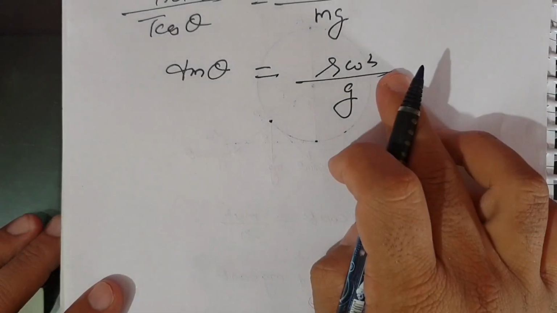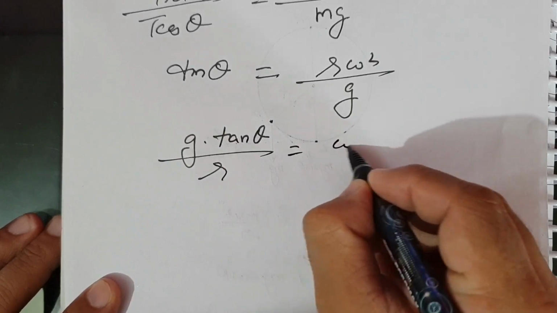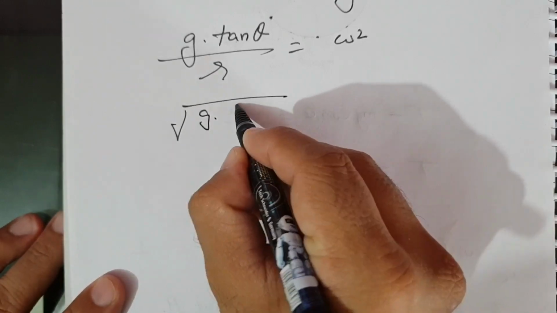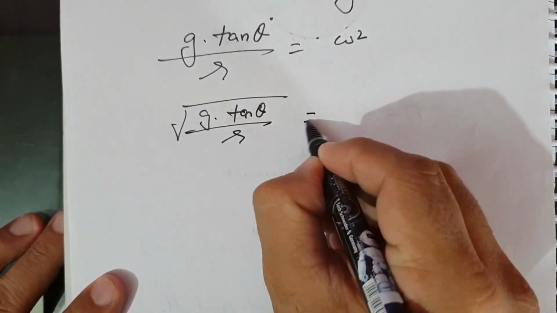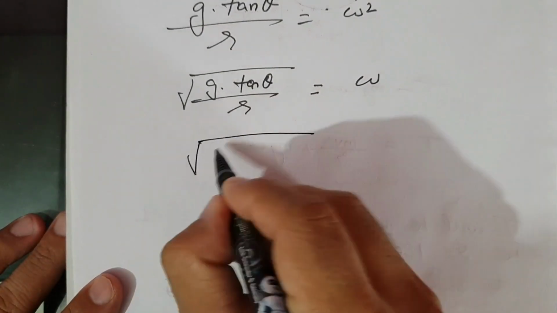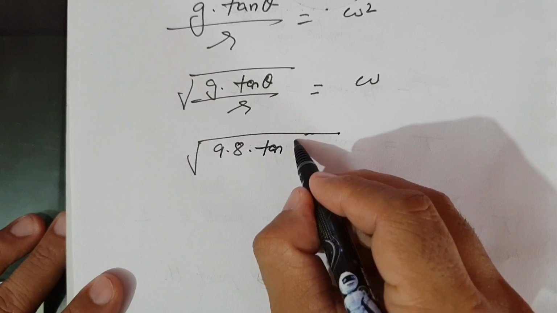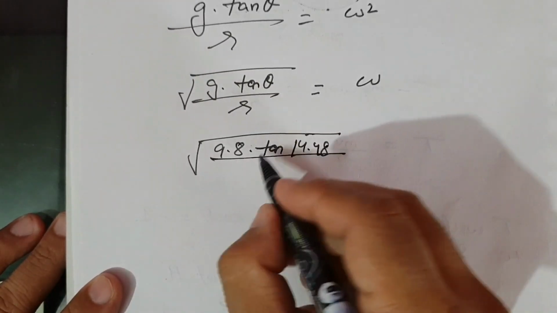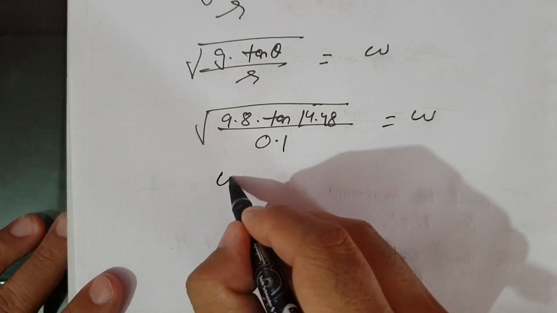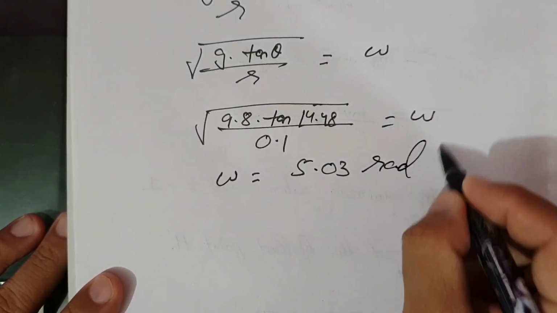Now we have to find omega. So g tan theta by r equals omega square. Now under root of g tan theta by r equals omega. Substituting the values, this will be under root of 9.8 times tan 14.48 upon r, which is 0.1, which equals omega. When you solve this, you get 5.03 radian per second.